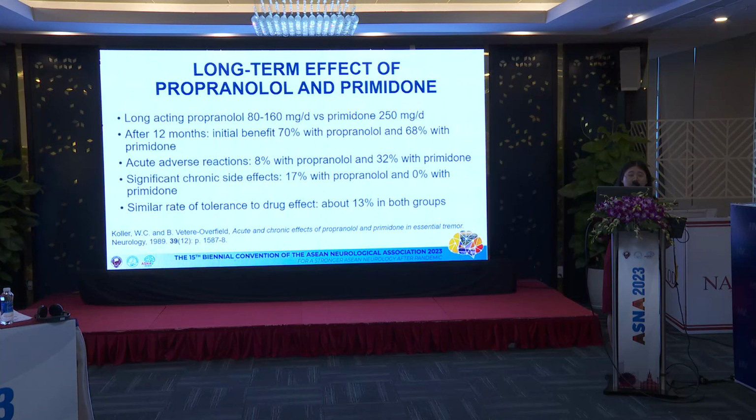How about the long-term effect of propranolol and primidone? Based on studies, after 1 year of treatment, initial benefits were shown in 70% with propranolol and 68% with primidone. Acute adverse reactions occurred in 8% with propranolol and 32% with primidone. And chronic side effects occurred in 17% with propranolol and 0% with primidone. Tolerance to the drug effect occurred in about 30% in both groups.